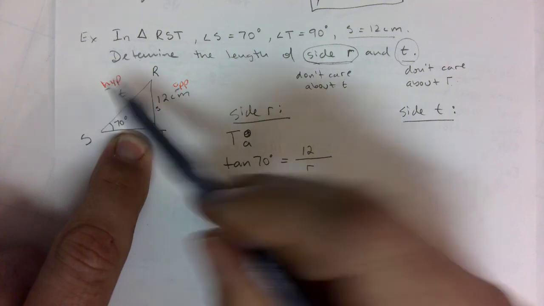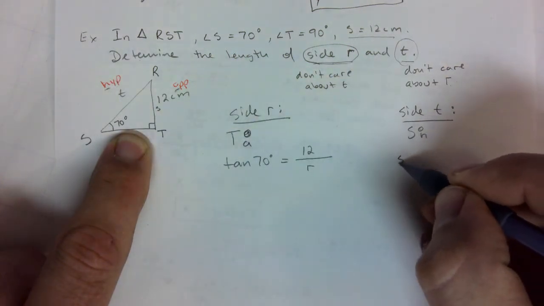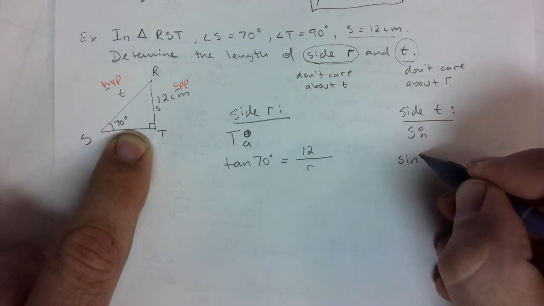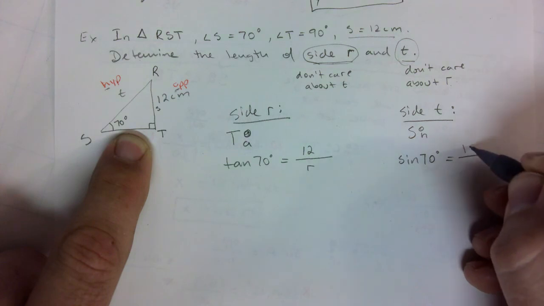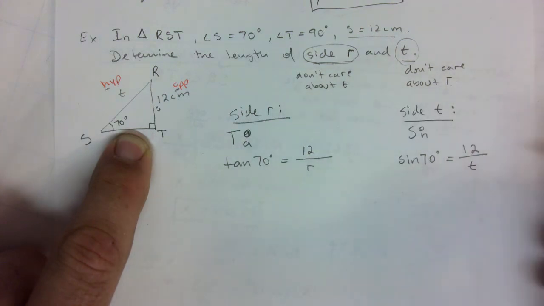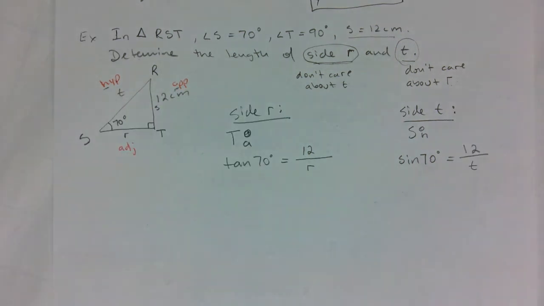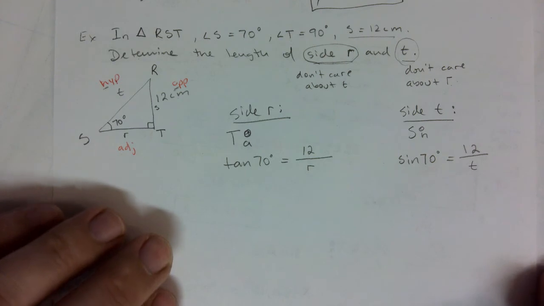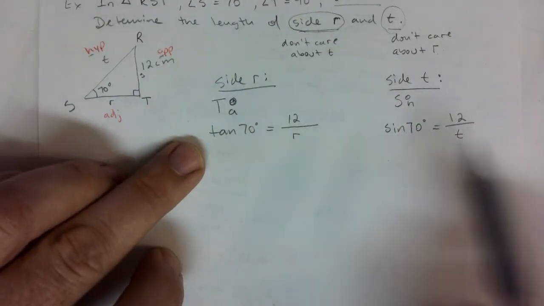Opposite and hypotenuse, that's sine. So basically it's sine of 70 is equal to opposite, which is 12, over hypotenuse, which is T. And now you basically just have two questions merged into one, but it's done the same way. You know how to solve moving forward from there. Notice that I use tan here and then I use sine there.